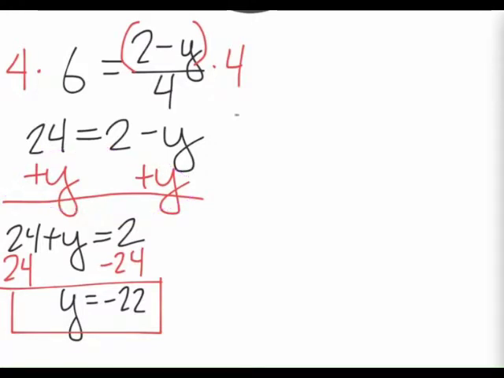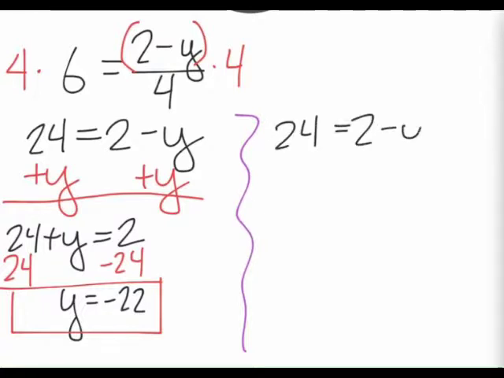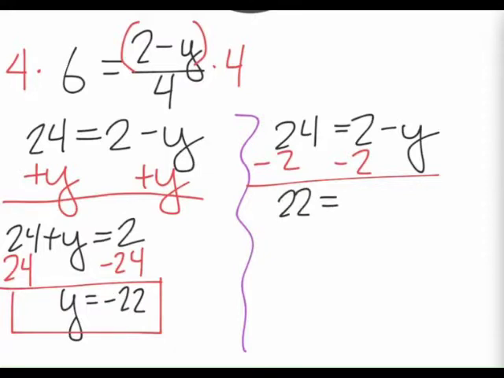Here's another way to solve this equation as soon as we get to this part. 24 equals 2 minus y. Now, you might have tried to subtract 2 from both sides of the equation here, and that's also completely acceptable. So 24 minus 2 would be positive 22 equals negative y. Now, we are not done solving this equation because there's a negative sign attached to the y.